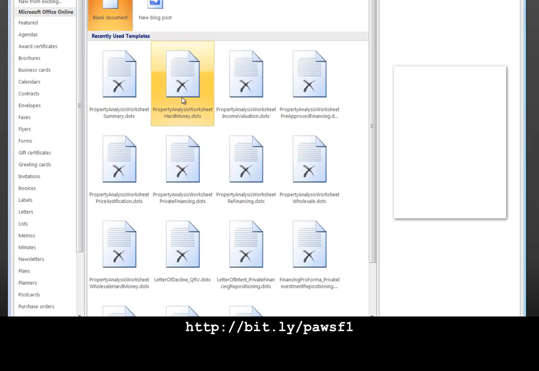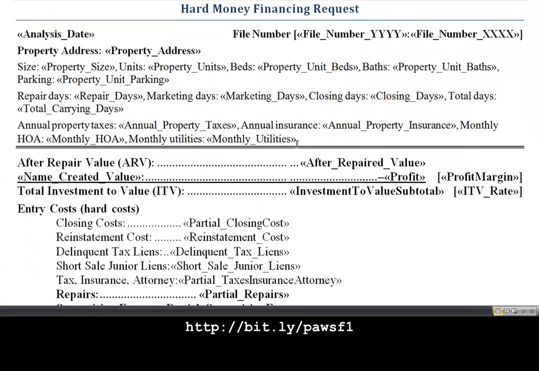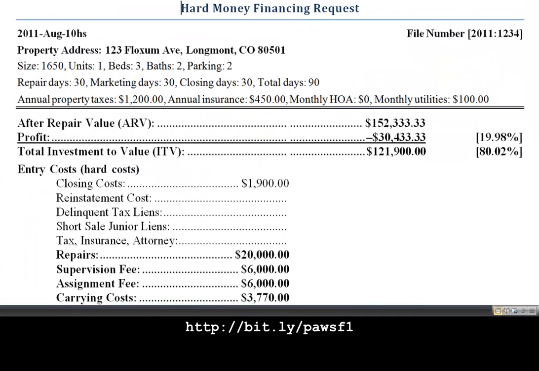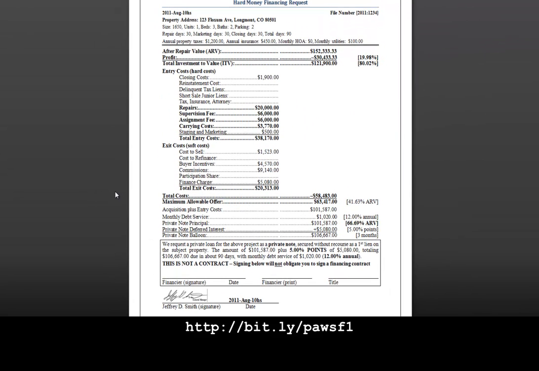Next up, let's do a hard money request. Hard money financing request. This would be the summary of the deal sent to the hard money lender, explaining where the money is going, where it's coming from and going to. That is also called sources and uses. We show the monthly debt service is estimated at 12% annual rate. This is interest only.